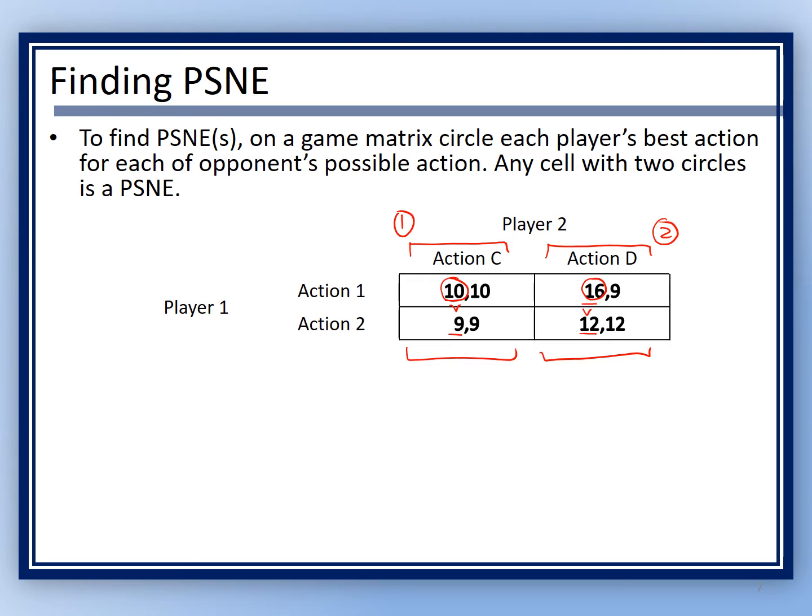Now that we have gone through all the possible actions by player 2, we're now going to consider what player 2 wants to do. Right? We have gone through the actions of player 2 and determined what player 1 wants to do. Now we're going to go through the actions of player 1 and determine what player 2 wants to do.